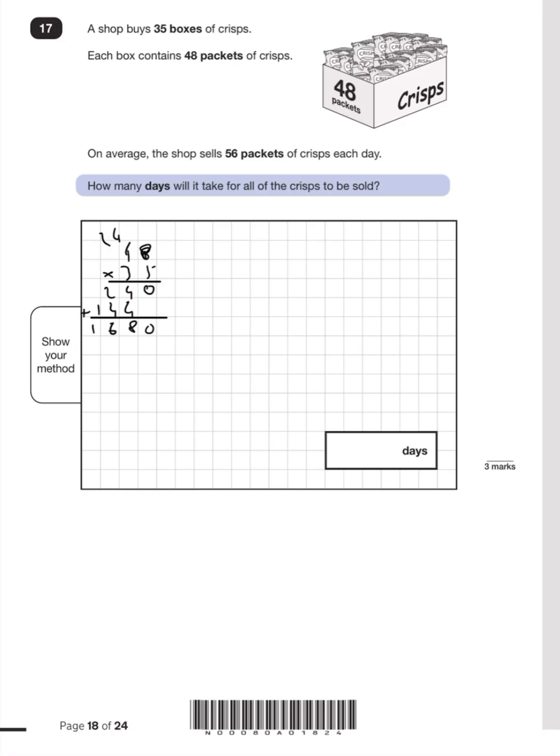How many days for those packets to be sold? Well, they sell 56 a day, 56 packets a day. So we need to divide. So we're doing 1,680 divided by 56. 56 does not go into 16, it does go into 168. How many times? Well, let's find out.